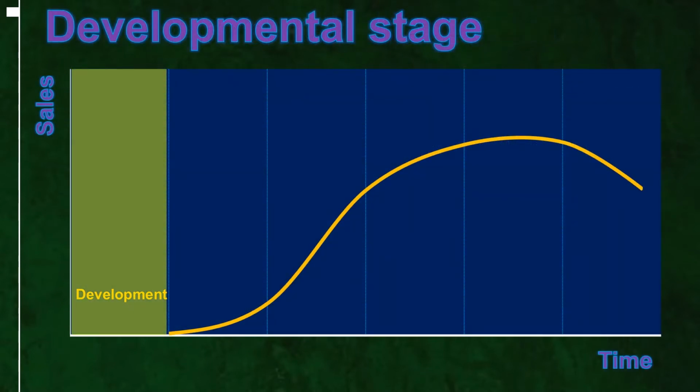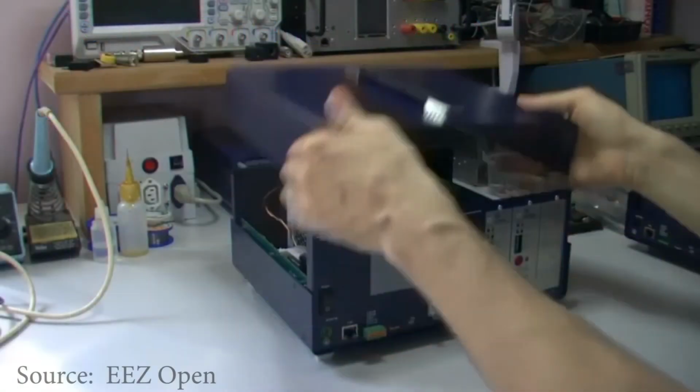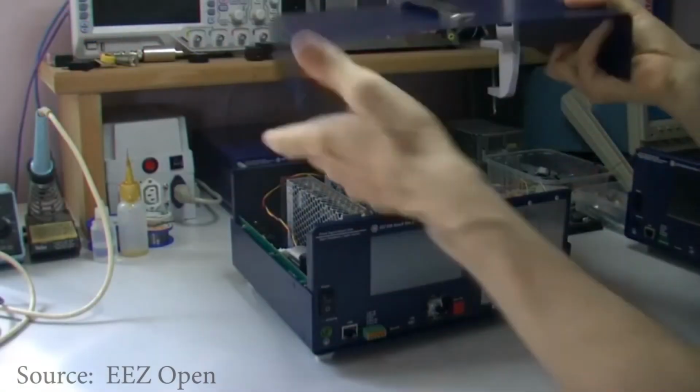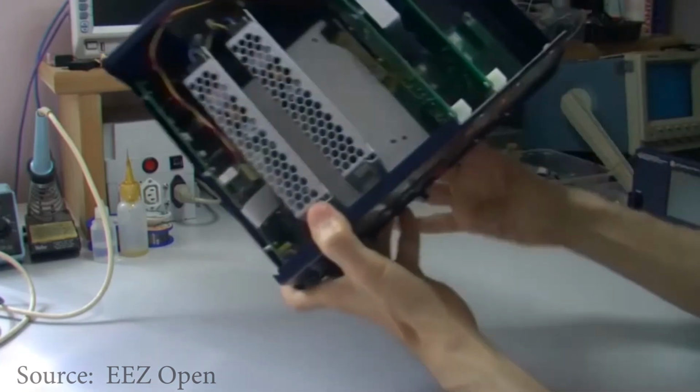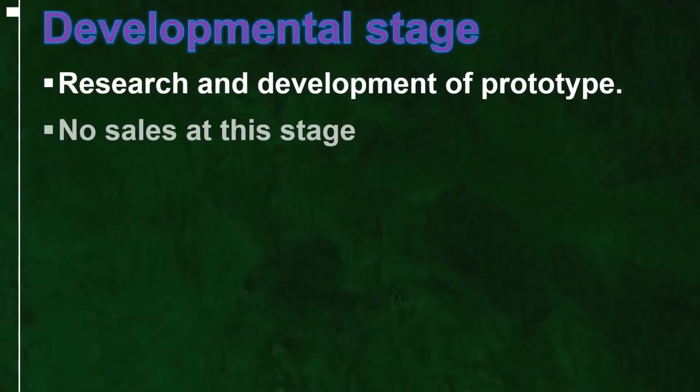First, the product will be developed. Here is where the product prototype is made to see if the product idea is working. Research is carried out before the launch of the product. No sales are made at this stage.